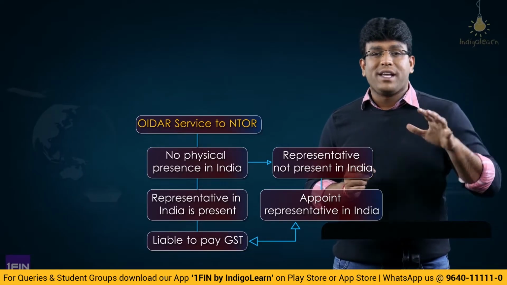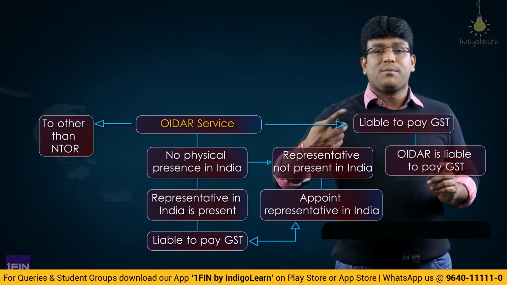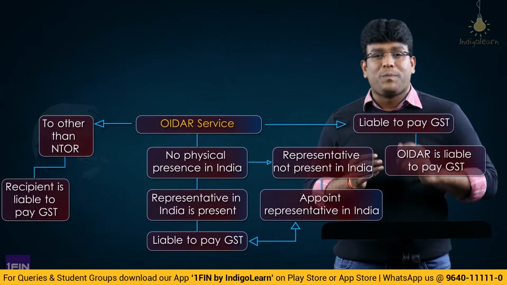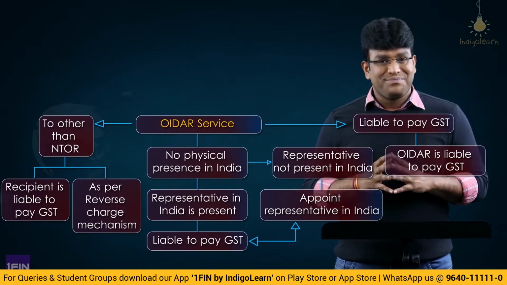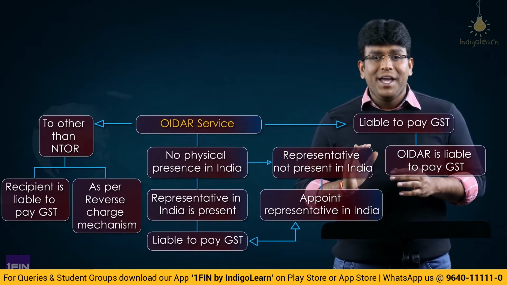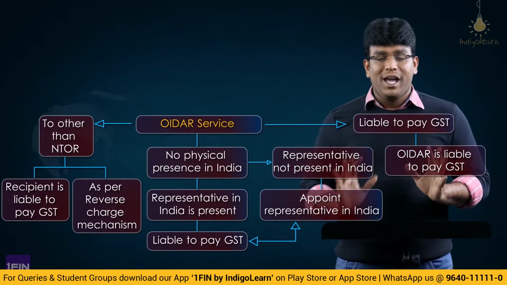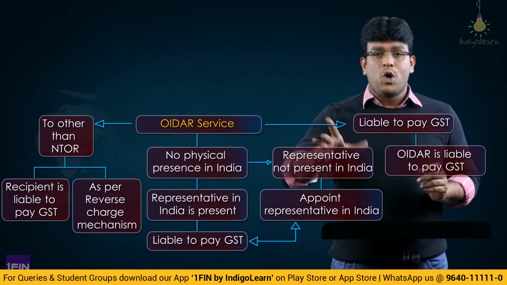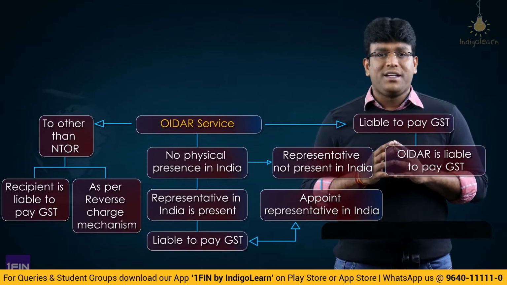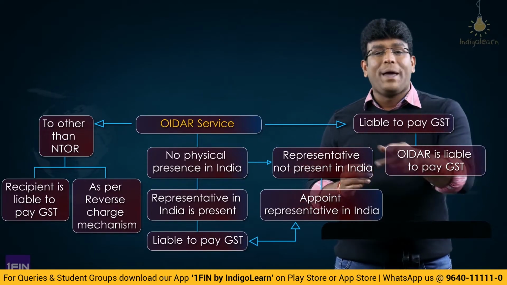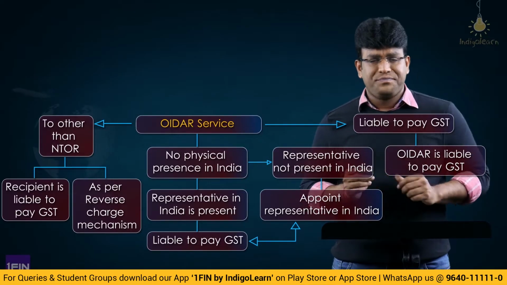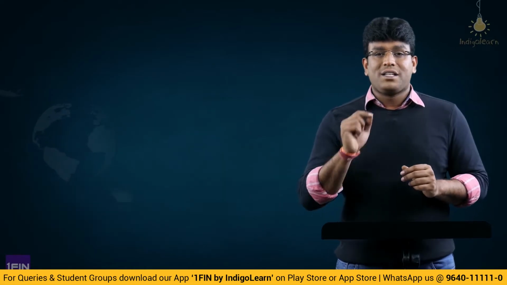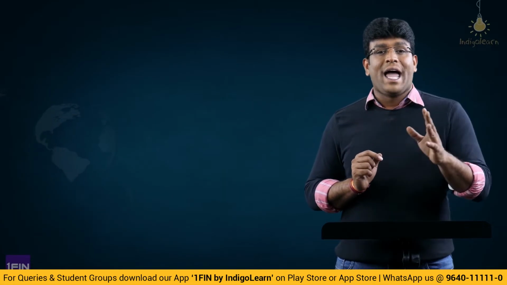And all this story will come only when OIDAR is supplying service to a non-taxable online recipient. Because if OIDAR is supplying service to a person other than a non-taxable online recipient, then OIDAR is not liable to pay GST. The recipient is liable to pay GST as per provisions of RCM. Correct, right? So if OIDAR is liable to pay, but if they do not have physical presence in India, their representative is liable to pay. And if there is no such representative, they must appoint a representative and make him liable to pay. Getting clarity, guys? Now, let's look in detail at the definition of OIDAR service and the definition of non-taxable online recipient.